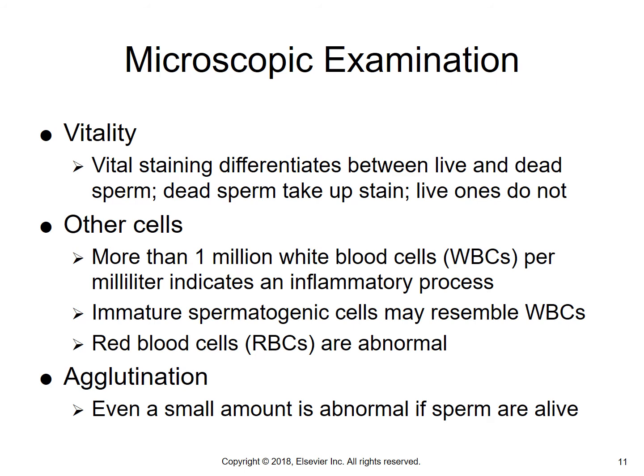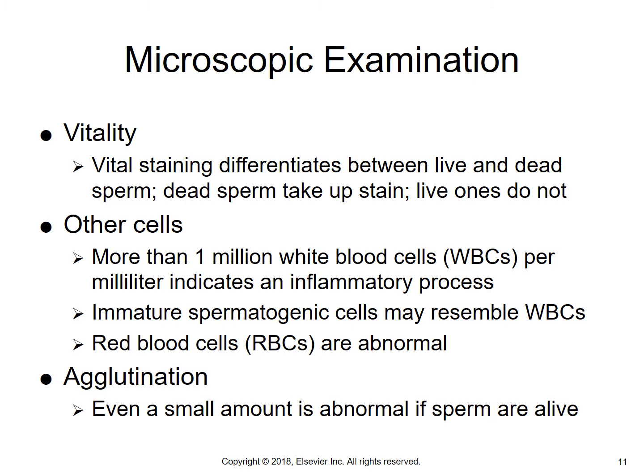Now, other cells can be seen, such as white blood cells, which can hinder the fertility process, especially if there's inflammation going on. Any red cells that are there are abnormal and you would definitely consult a physician for what's going on. It's very unlikely to see spermatoid or immature cells come out, but they can resemble white blood cells. Remember, all of the maturation should happen in the testes and epididymis. If you're starting to see immature cells coming out, this is also a concern to physicians.